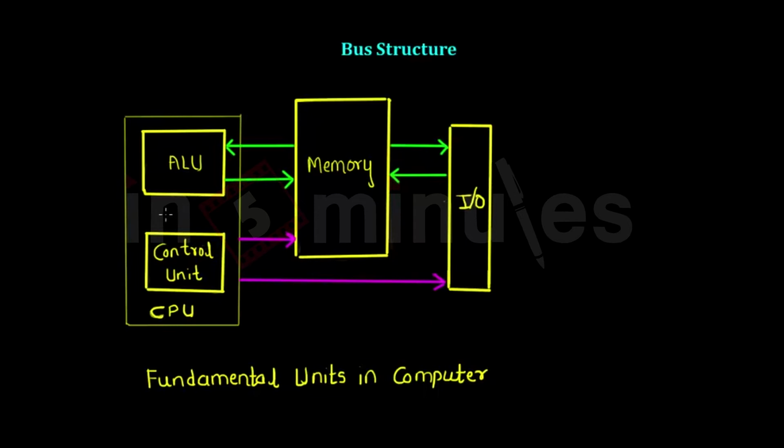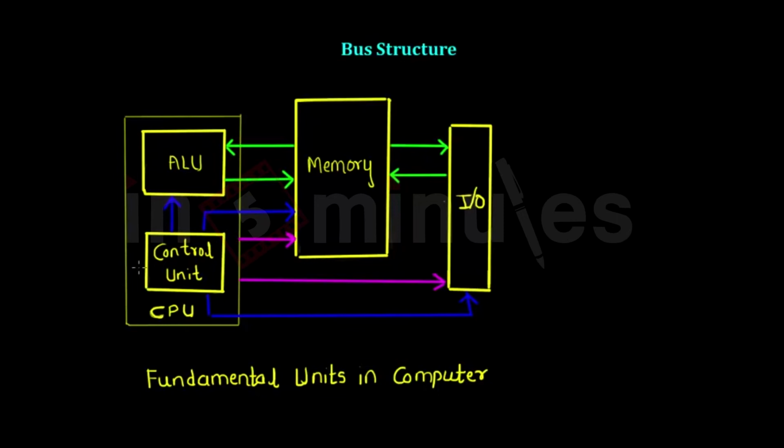And finally we have the control unit. It is giving control signals to all the other devices: the ALU, the memory, and also the input-output devices. So these are the three different kinds of signals present. The green one is data, which is for data transfer operations. The pink ones are the address lines, which provide the address, and the blue ones are control lines, so control signals. So these three kinds of signals are present inside a system.